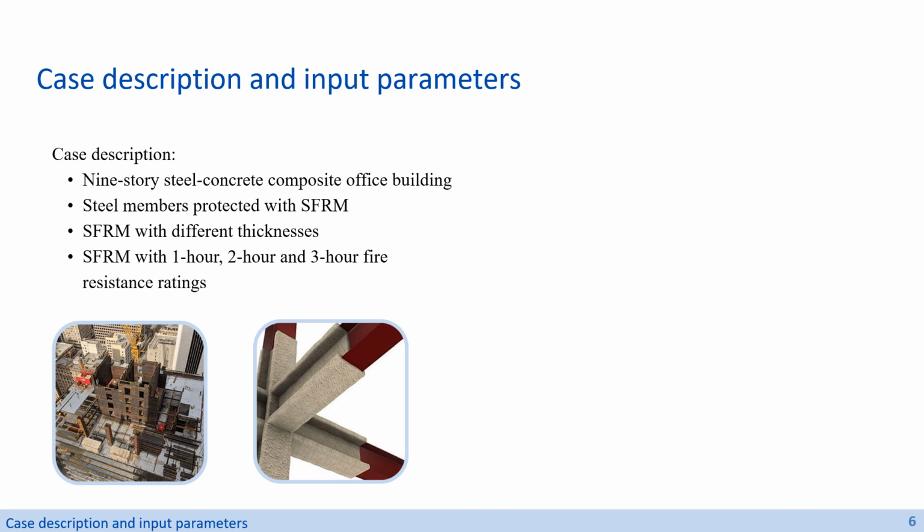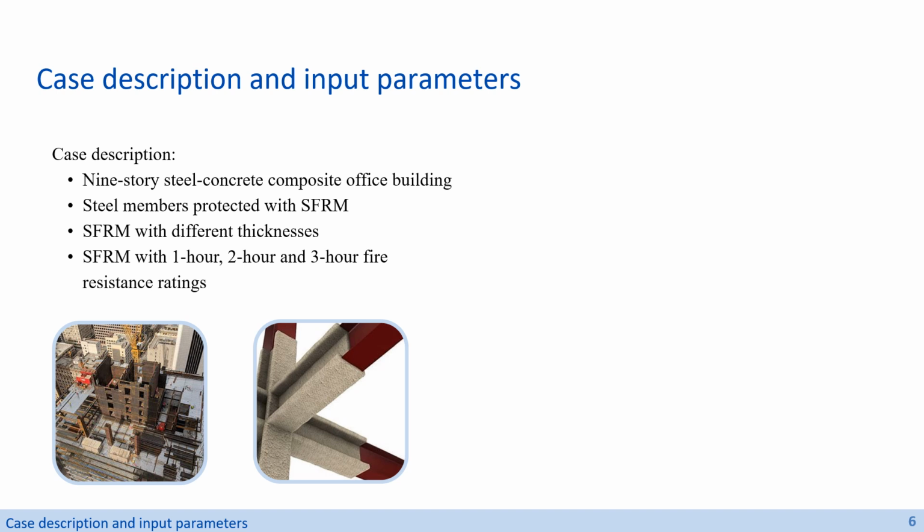So in this case study, a nine-story steel-concrete composite office building is studied. The steel members of the interior gravity frames are protected with a sprayed fire-resistive material. The sprayed fire-resistive material with different thicknesses and different fire resistance ratings are studied.